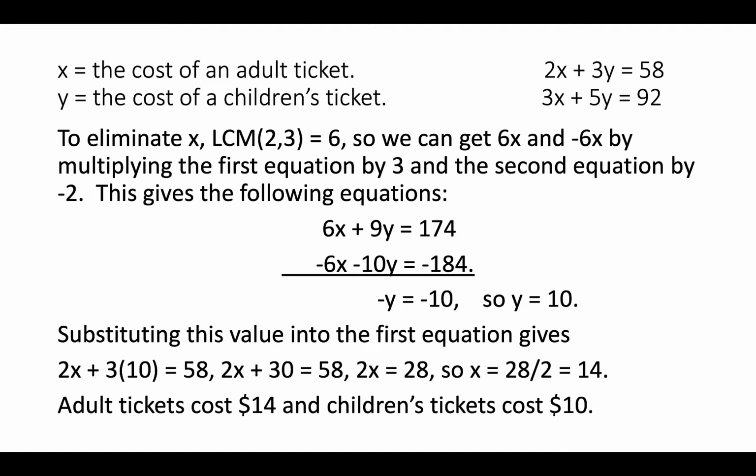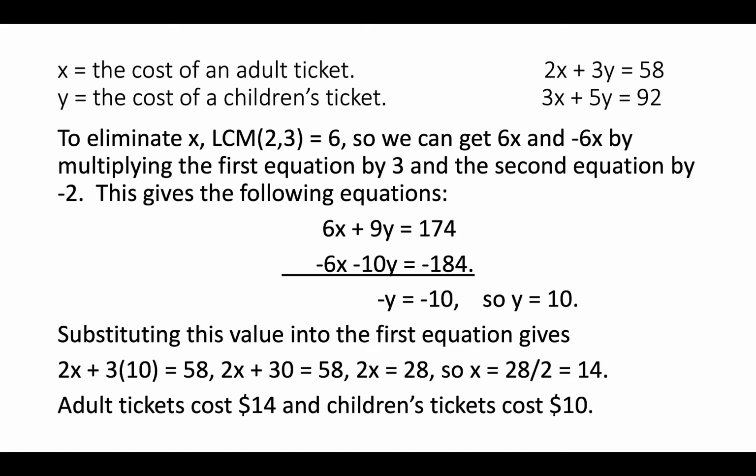The least common multiple of 2 and 3 is 6. So we can get 6x by multiplying the first equation by 3, and negative 6x by multiplying the second equation by negative 2. This gives us the following equations: 6x plus 9y equals 174, and negative 6x minus 10y equals negative 184. Adding these two equations, the 6x and negative 6x will cancel, x will be eliminated, and we're left with negative y equals negative 10, so dividing by negative 1 gives us y equals 10.